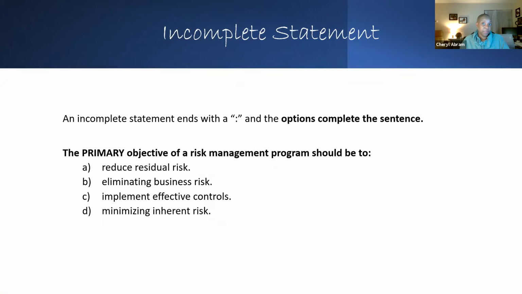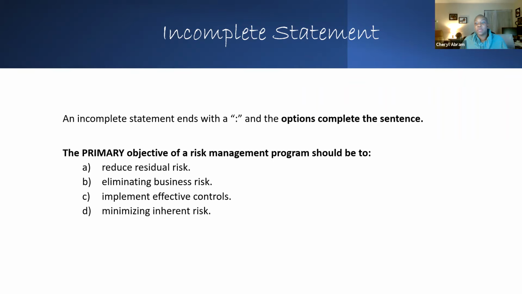Incomplete statement, okay? This is another type of question, another type of stem that exam writers will write. It ends with a colon, and the options complete the sentence. So for example, the primary objective of a risk management program should be to reduce residual risk, eliminating business risk, implement effective controls, minimizing inherent risk. Can you hear what's going on here?